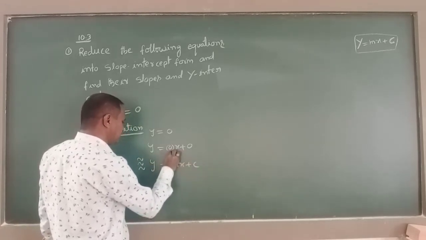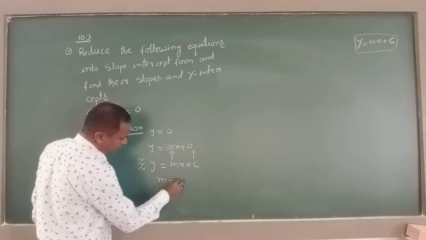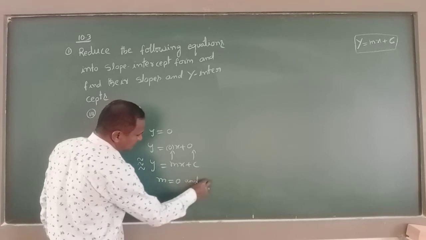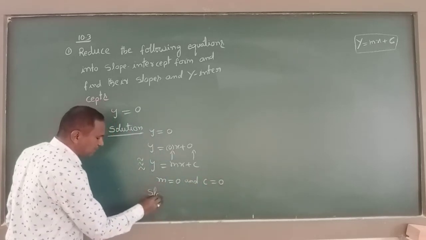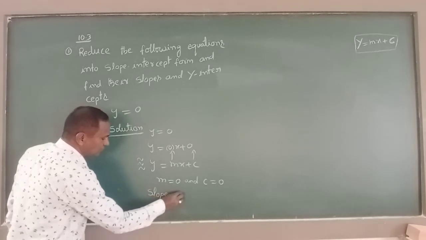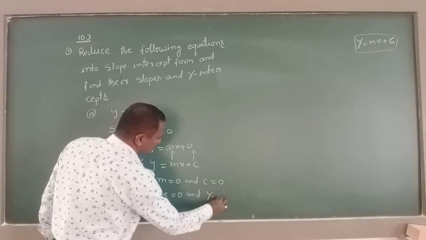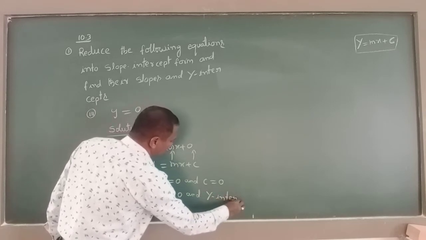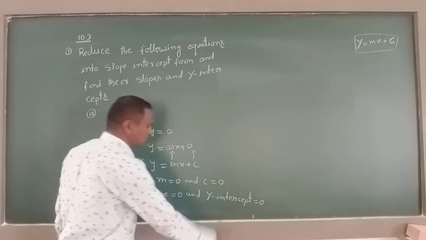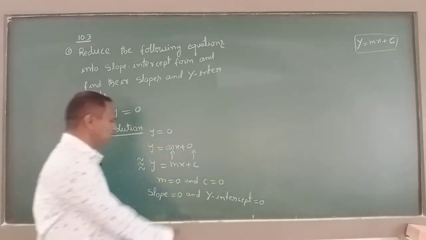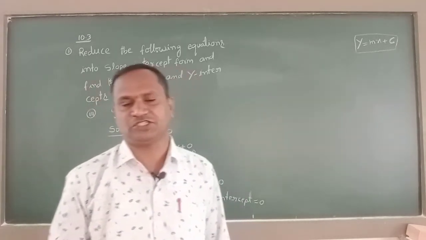That's what the m value is 0 and the c value is 0. That is, m is equal to 0 and we can take the c value also as 0. Here m means the slope is equal to 0, and at the same time c is the y-intercept, so the y-intercept is equal to 0. Like that, we are finding the values of m and c, that is, slope and y-intercept respectively.